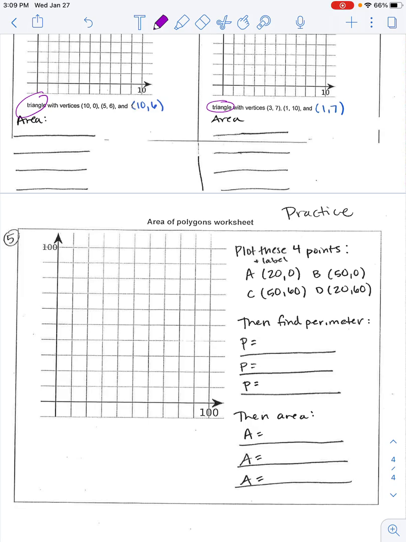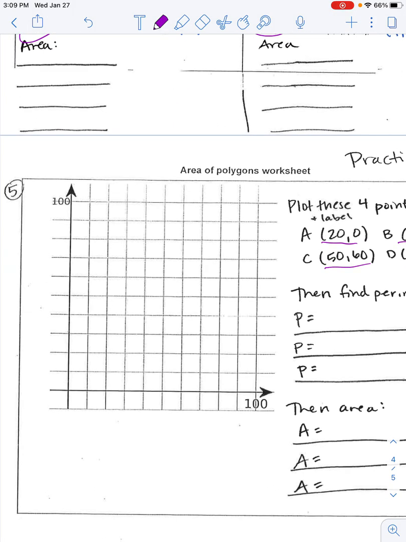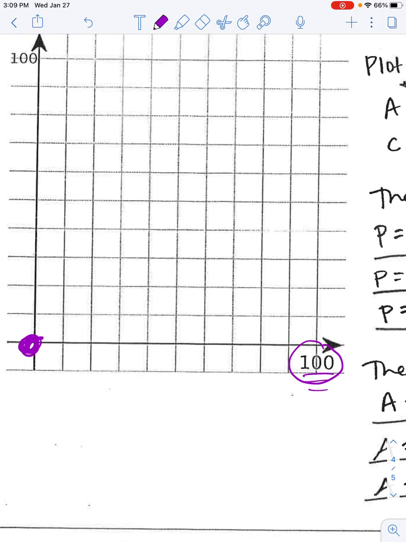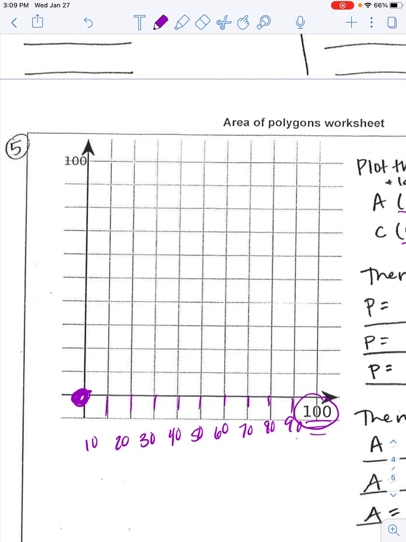Okay, so let's pay close attention. Number 5 says plot these 4 points and label. So if you look at the numbers, they're a lot larger. And if you look at this graph, way over here is 10. If this is, I'm sorry, it's 100. If this is 0 and this is 100, each of these is 10. Okay, now we're going to plot the y-axis as well. These are going up by 10 as well.